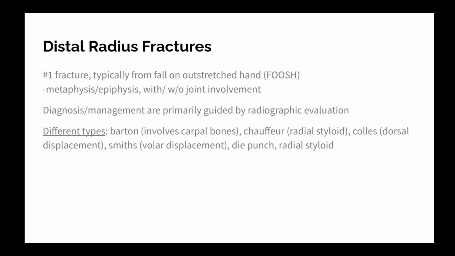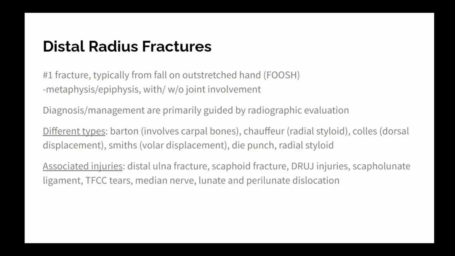There's the Barton's fracture, which typically involves one of the carpal bones that articulates with the radius. Chauffeur fracture, which is a historical name for a type of radial styloid fracture. Colles fracture, which is dorsal displacement of the fracture fragments. That's the most common type. Smith is a volar displacement. It's kind of a reverse Colles fracture. There's also die-punch and radial styloid. And then, of course, if you get in really violent trauma, you get really funky injury patterns, but these are the more common ones.